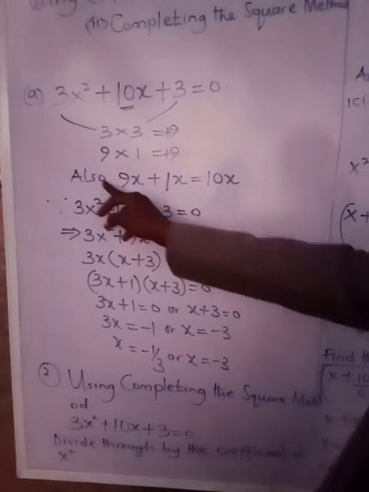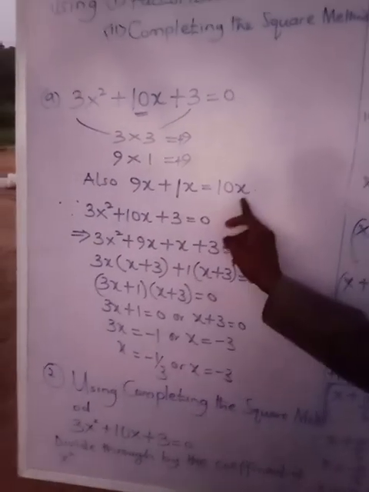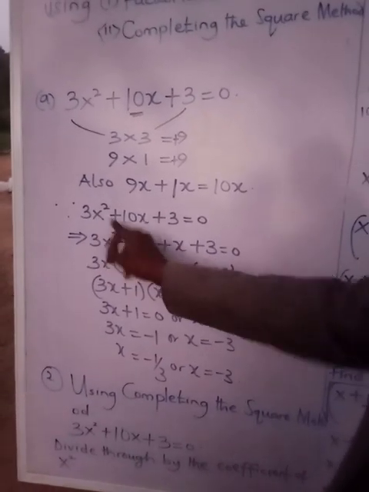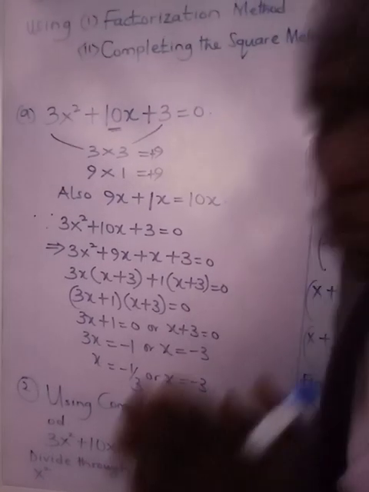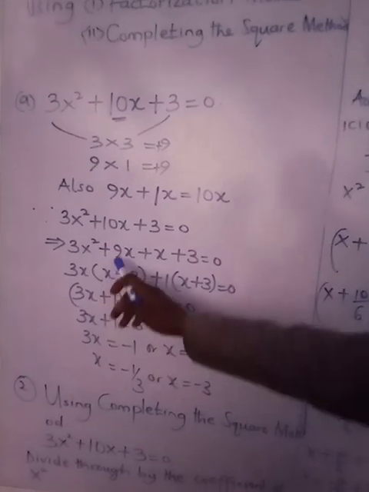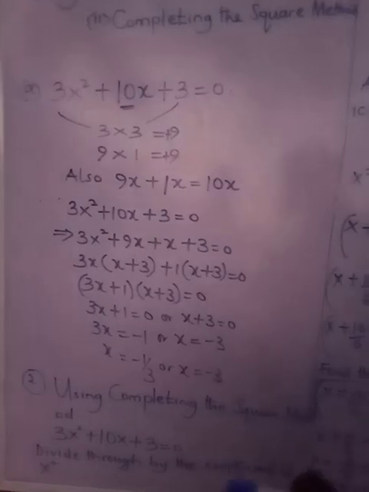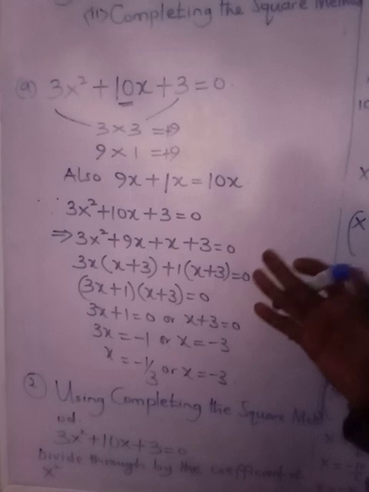So that's why we have it here. 9x plus 1x, that's x now, gives 10x. So this can replace this. So this equation, 3x squared plus 10x plus 3 equals 0, can be written as 3x squared plus 9x plus x plus 3 equals 0. Then we factorize. The first method is factorization. This is where that name comes in.